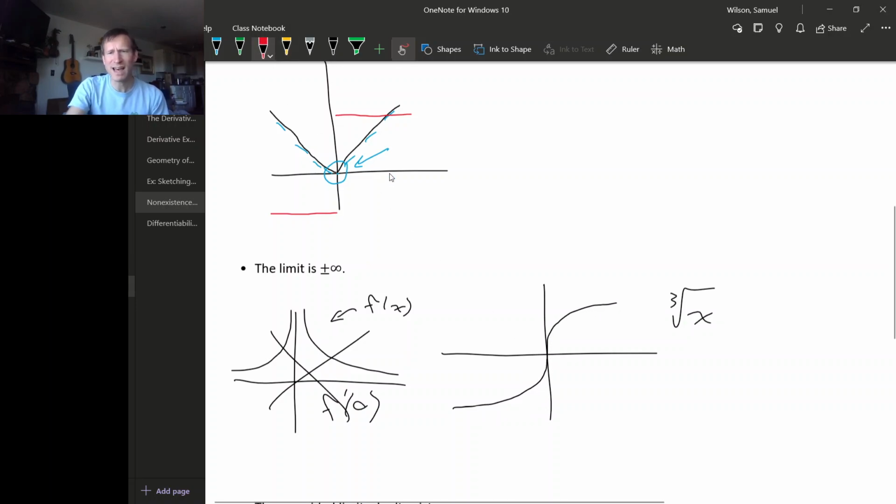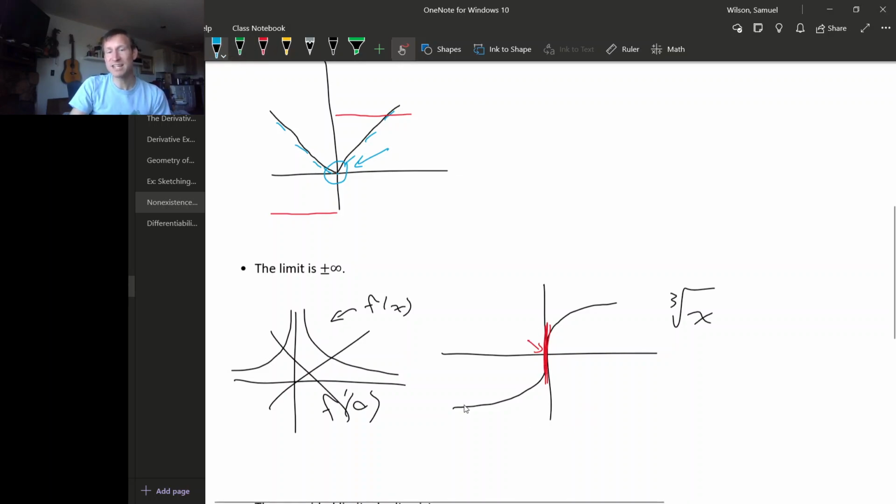And you can see that the cubed root function is defined at 0, but what is the slope of the tangent line there? Well, the slope of the tangent line here is vertical, right? And so the slope of the tangent line isn't finite. Whether you want to call the slope of this line positive infinity or negative infinity is kind of up to you, but in either case, the slope of this tangent line isn't finite.